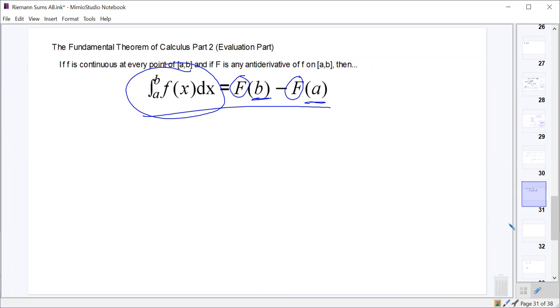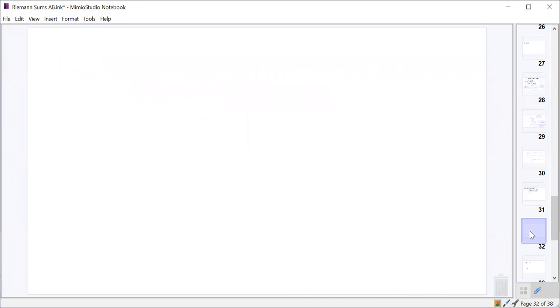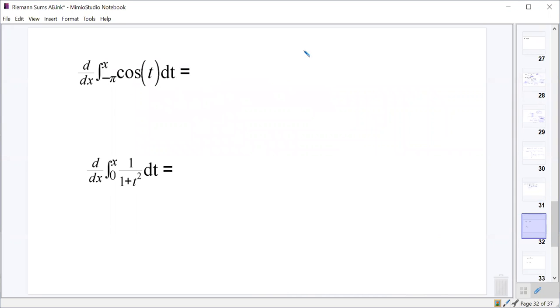Okay. So, well, I have a blank page here. Let's get rid of that. And take a look at this problem right here. The derivative with respect to x of the integral from negative pi to x of cosine of t dt.